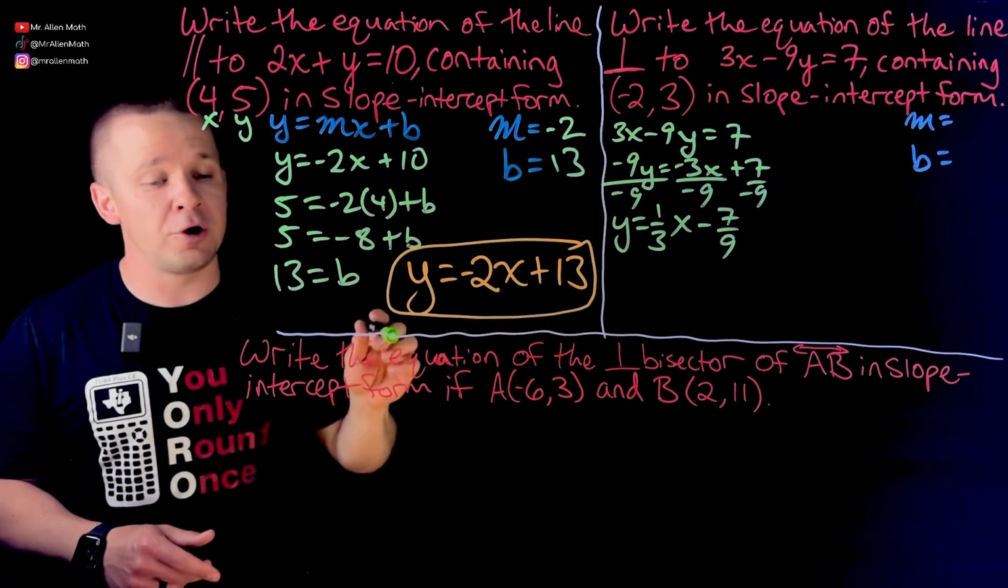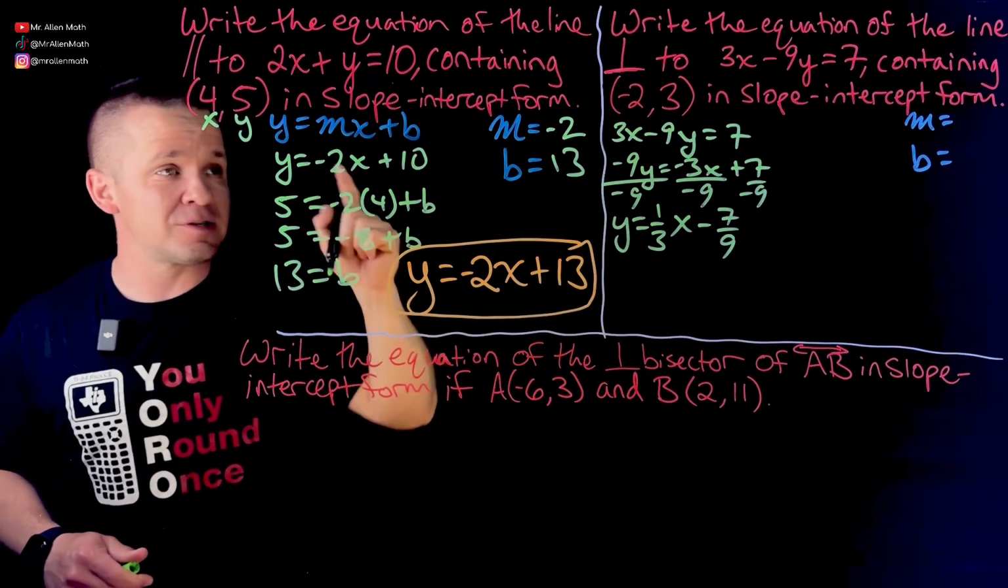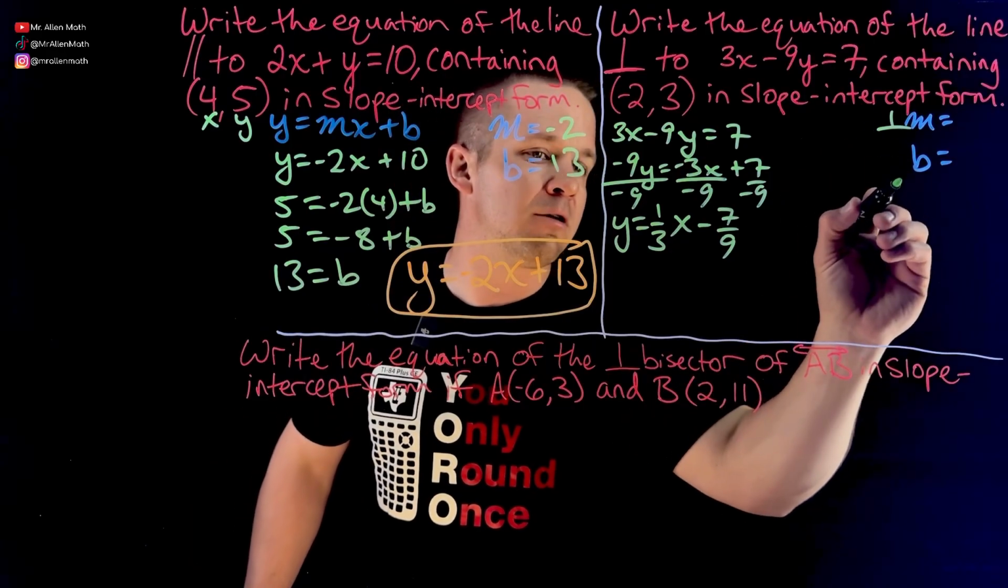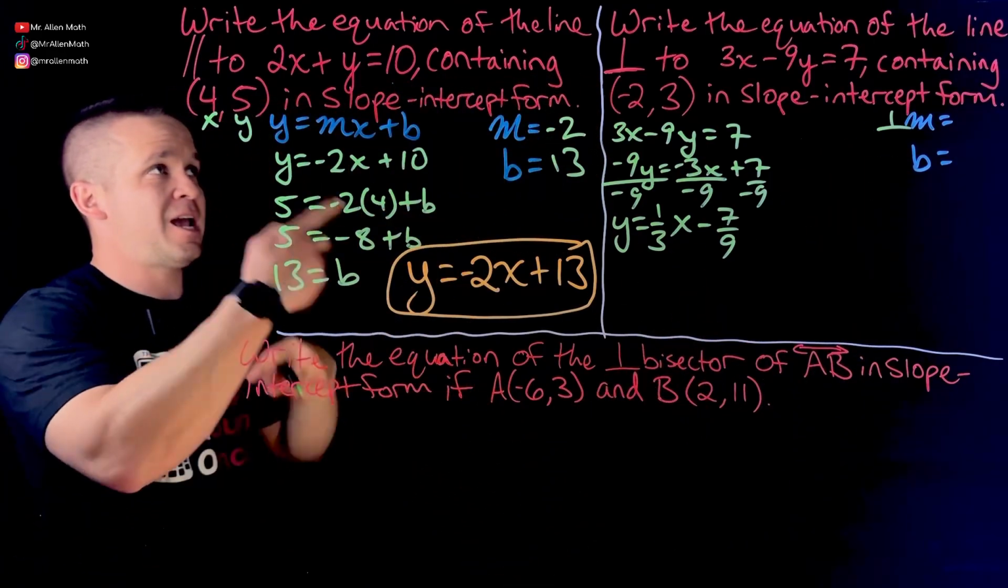And the slope is 1/3, but what is my perpendicular slope? And I might even jot that down, throw a little perpendicular right here. It's going to be the opposite and reciprocal.